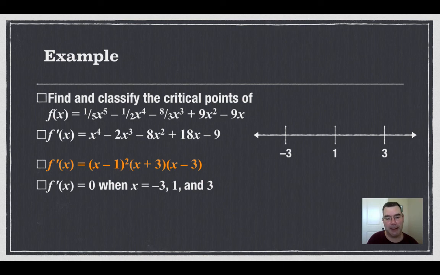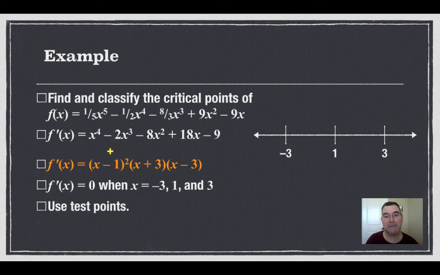Let me show you what I mean by that. I'm going to use a test point that's lower than negative 3. So let's say it was negative 4. If I plug that into the (x minus 1) squared, well, that's being squared. So it really doesn't matter what I plug in, because whether it was positive or negative before I squared it, once I square it, it's positive. So that first thing, that (x minus 1) squared, is always going to be positive.